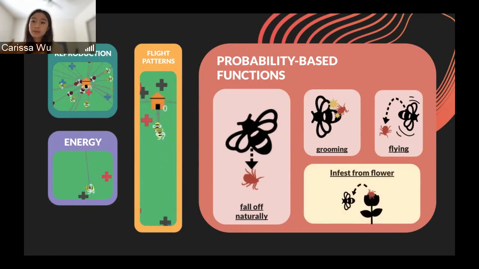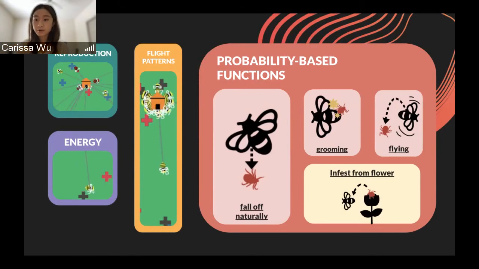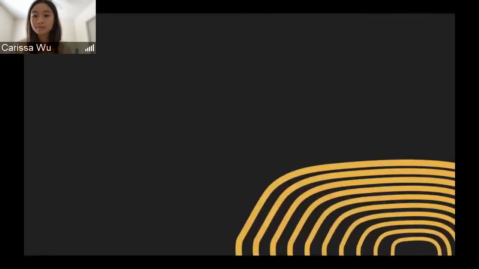However, the main way that mites enter the system, besides reproducing within the hive, is to be contracted from flowers. When a bee lands on a flower, there's a probability every time that a mite might latch onto it, and then it'll enter the hive.